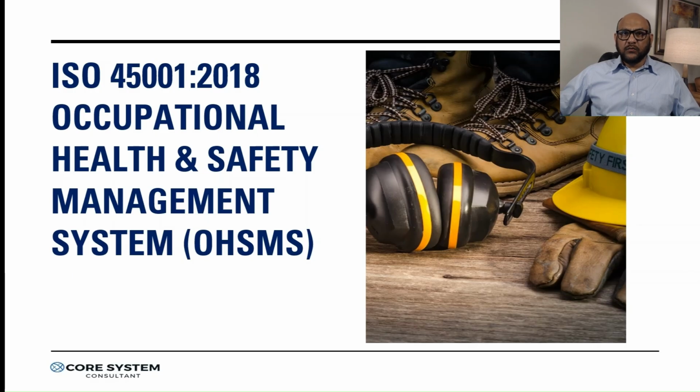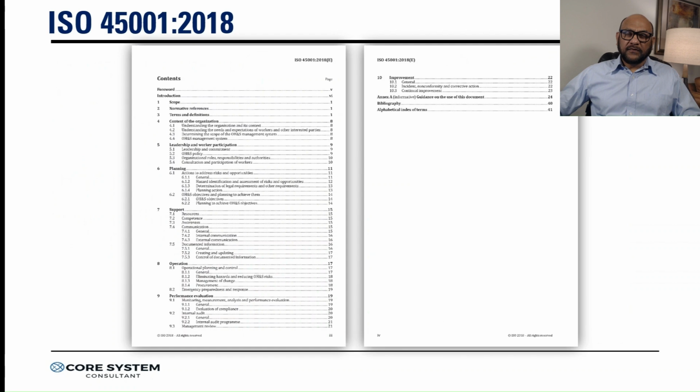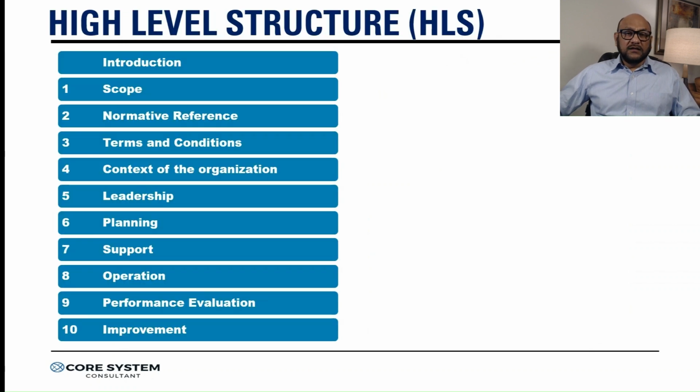ISO 45001 Occupational Health and Safety Management System Standard. This standard is in short called OHSMS. This is the title of the standard, and these are the contents of the standard. As you can see, there are 10 headings, and these headings are called clauses of the standard. These clauses are in a structure which is called the high level structure, in short, HLS.